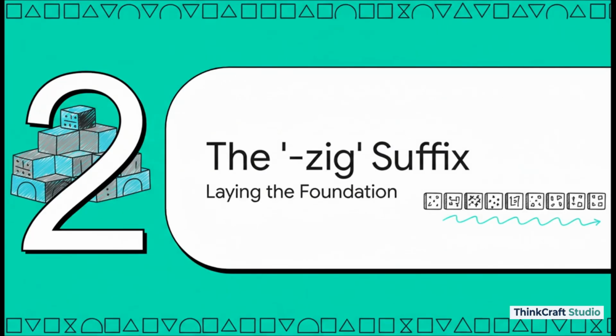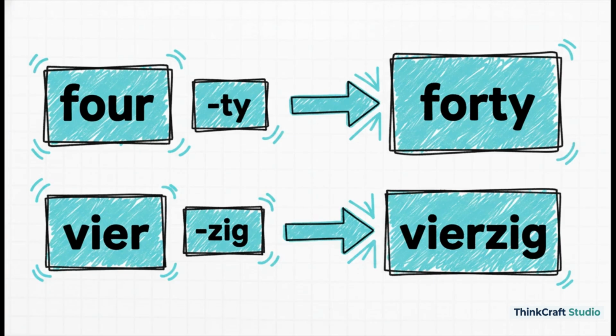The next set of building blocks we need are the tens. And guess what? They also follow a really simple pattern. The magic key here is the suffix zig. You can think of it as the German version of adding the "ty" in English. Just like we turn 4 into 40, in German, vier becomes vierzig. And this logic works for most of the tens, which makes them super easy to learn. Well, with just a couple of small exceptions.